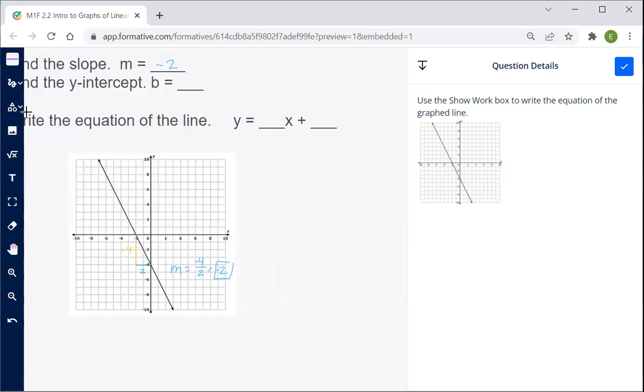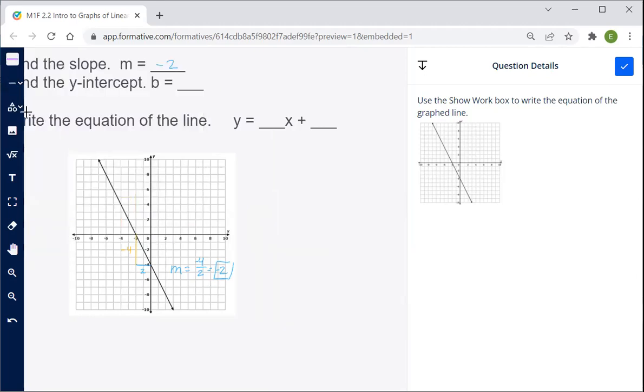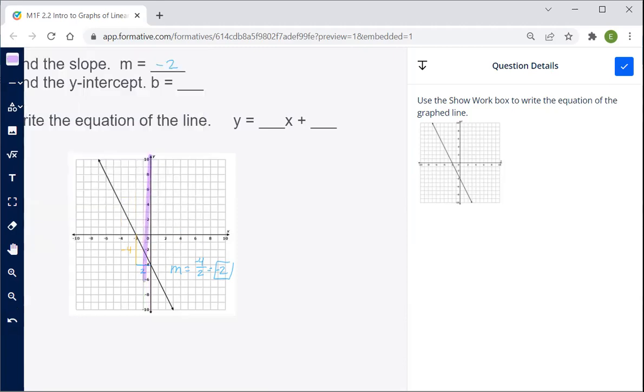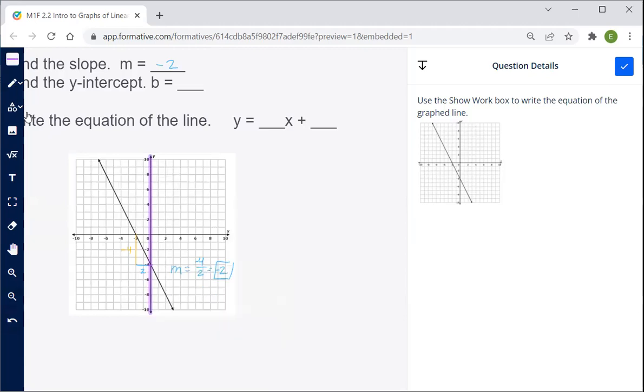Then the y-intercept is where it crosses that vertical axis. Go ahead here and highlight the axis. Let me make that a little bit bigger. Here is the axis, and we can see that it crosses right down here at 4. Plug those in: y equals m, which is -2, plus b, which is 4.